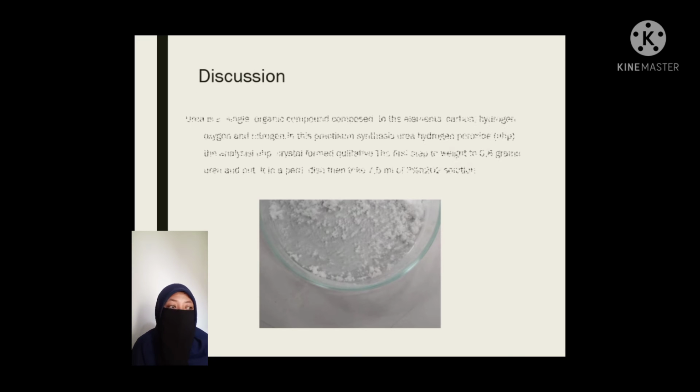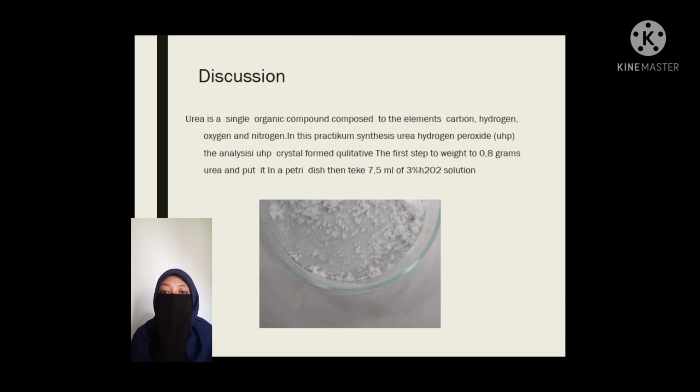Okay, next to the discussion. Urea is a simple organic compound composed of the elements carbon, hydrogen, oxygen, and nitrogen, and in this practicum we synthesized urea-hydrogen peroxide. For the analysis of the UHP crystal formation, the first step is to weigh 0.8 gram of urea and put it in a petri dish, then take 7.5 ml of 3% H2O2 solution.